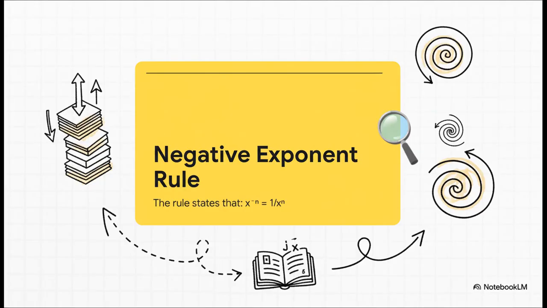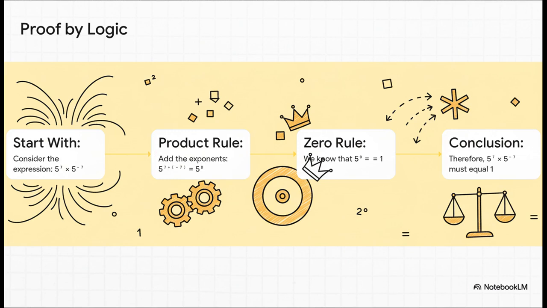Okay, so now that we've unlocked that, let's tackle the next mystery. Why does a negative exponent suddenly mean you flip the number and turn it into a fraction? Again, looks weird, but the logic flows directly from what we just figured out. So check this out. Think about this expression, 5 to the 7th power times 5 to the negative 7th power.